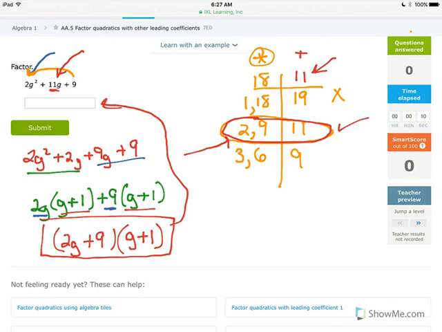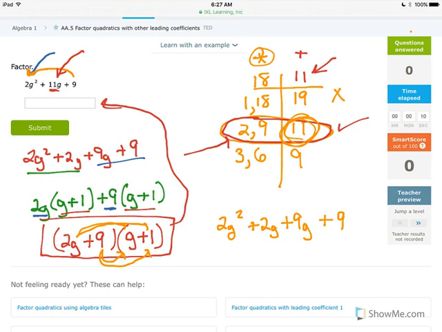If you were to multiply these two together, it's going to be 2g times the g, which is your 2g squared, and then 2g times the 1 is your 2g, and then 9 times the g is your 9g. Notice that was the 11 that we were looking for. The 2 and the 9 are making the 11g in the middle. And then 9 times the 1 should get you 9.